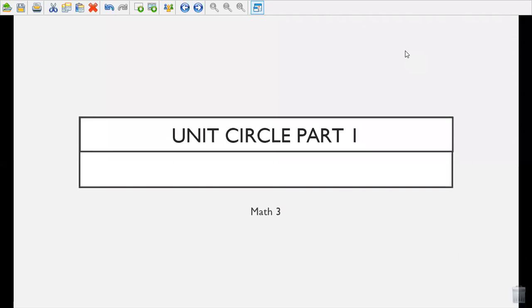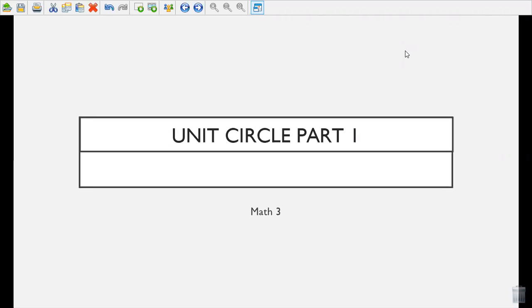In this video, we're going to start looking at our unit circle. But before we get into the actual unit circle itself, we're going to talk about a couple of things that we've been looking at just to bring it all together, because we're going to be using some of the stuff from the last few videos to make our unit circle.